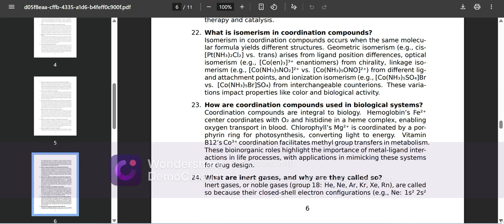Optical isomerism, for example [Co(en)3]3+, gives enantiomers from chirality. Linkage isomerism, for example [Co(NH3)5(NO2)]2+ versus [Co(NH3)5(ONO)]2+, arises from different ligand attachment points. And ionization isomerism, [Co(NH3)5SO4]Br versus [Co(NH3)5Br]SO4, from interchangeable counterions. This variation impacts properties like color and biological activity.